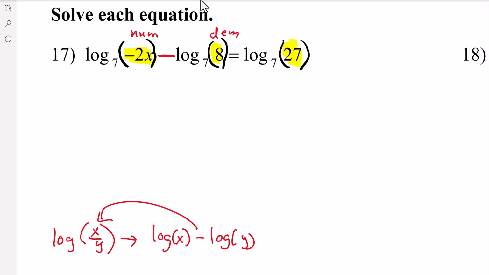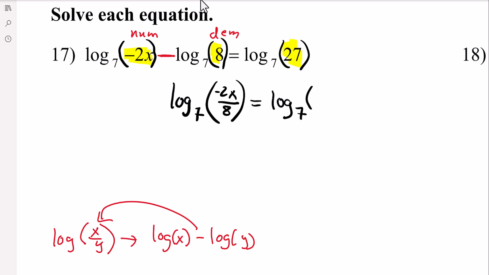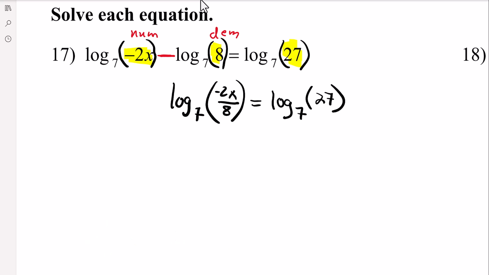So we can rewrite this as log, they all have the base 7. Log base 7 of the numerator, negative 2x, over the denominator, 8, is equal to log base 7 of 27. All right, this is the cool part. When the logs are the same and the bases are the same on both sides, we can ignore them. And now we can say negative 2x divided by 8 is equal to 27.